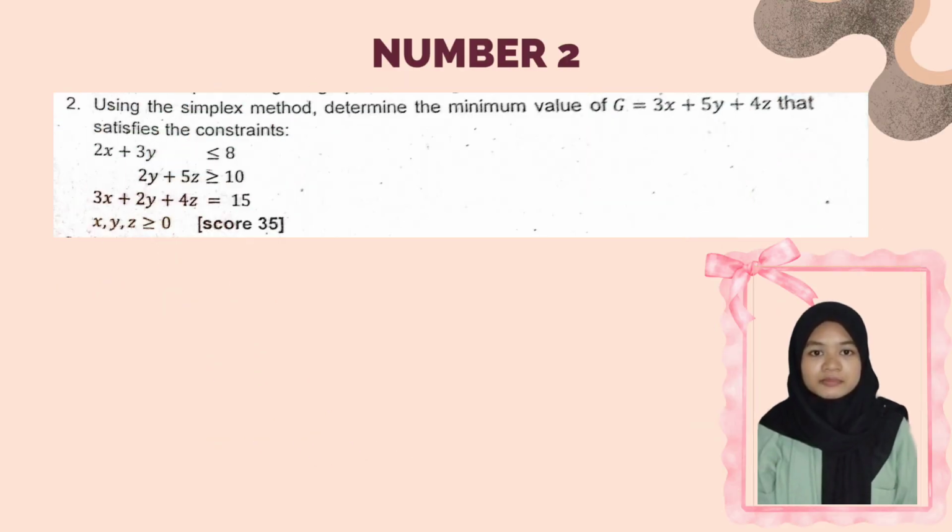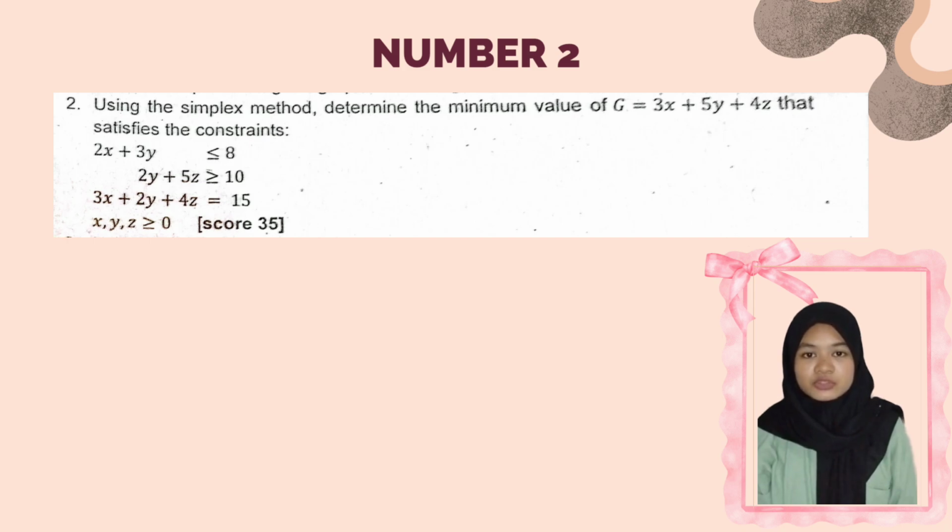Let's move to question number 2. We'll read the question first. Using the simplex method, determine the minimum value of g equal to 3x plus 5y plus 4z that satisfies the constraints 2x plus 3y less than or equal to 8, 2y plus 5z greater than or equal to 10, 3x plus 2y plus 4z equals 15, if x, y, and z must be greater than or equal to 0.